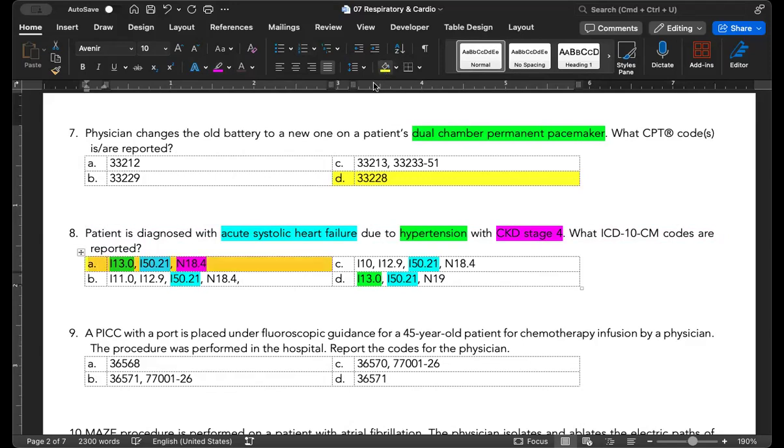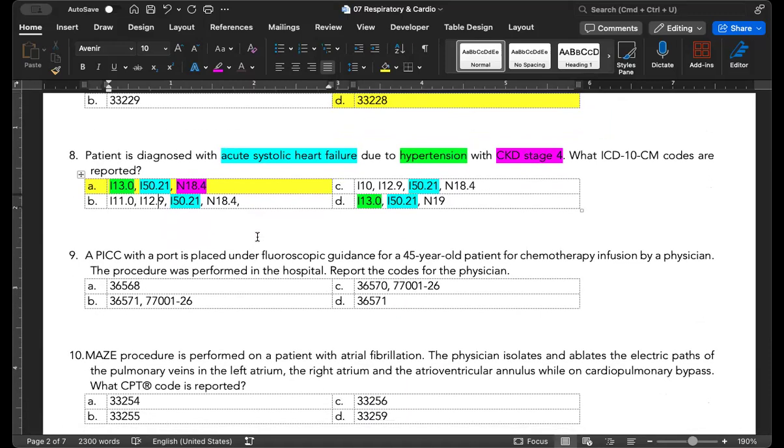So that's going to give us letter A. Just make sure you know that we have that causal relationship, and that there's a combo code for hypertension with both heart failure and kidney disease. You wouldn't code hypertension with heart failure and then hypertension with kidney disease. You're going to use your combo code, I-13.0, which is for both heart failure and hypertension. Okay. Any questions on that one? Okay, perfect.